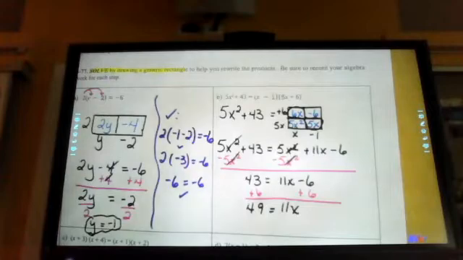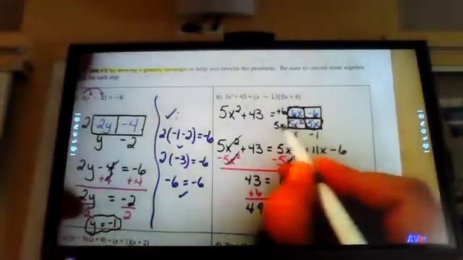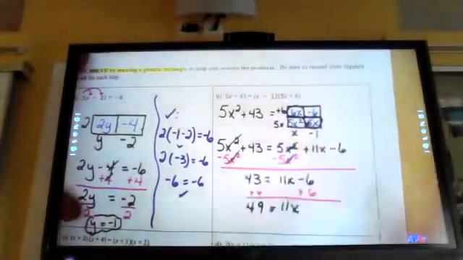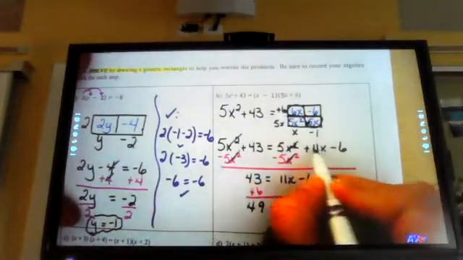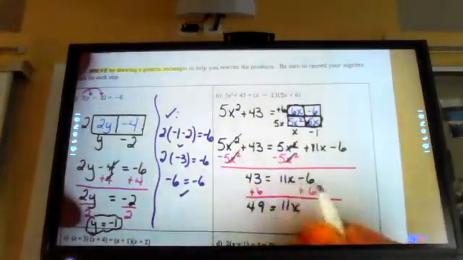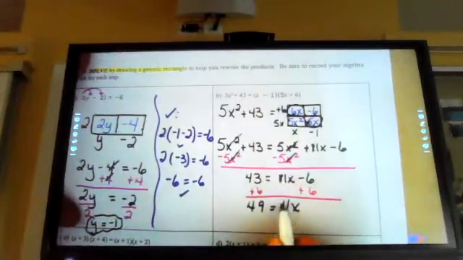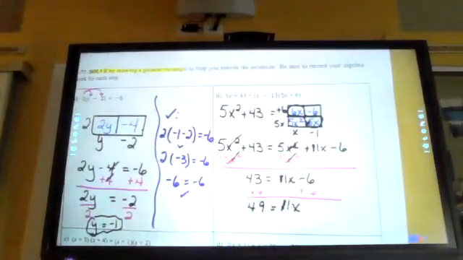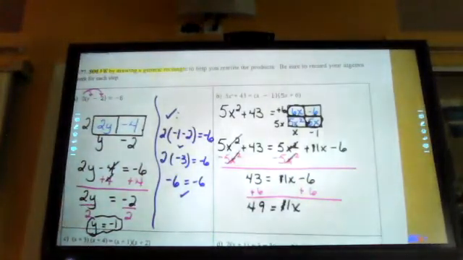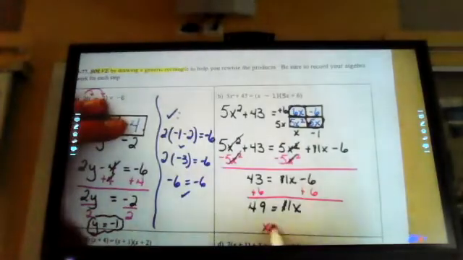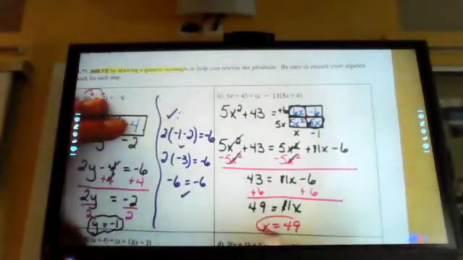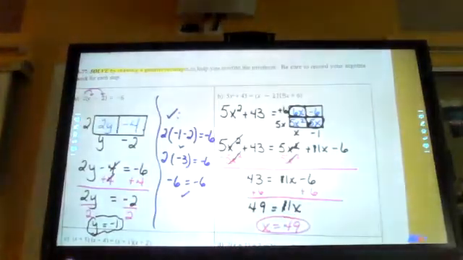Oh, you guys didn't catch me. What's a negative 1 times 5x? That's a negative 5. So this means I only have 1x. Oh my gosh, you guys didn't even catch me. So that means we have 49 equals 1x. Guess what that means, guys? x equals 49. I apologize. See what happens when you don't take care of your negatives?